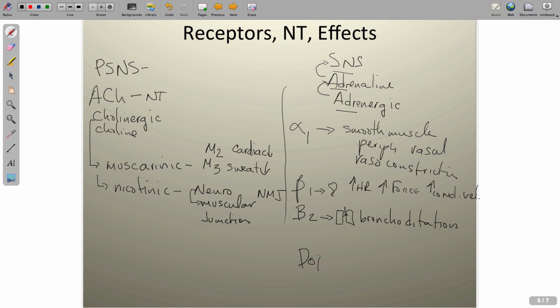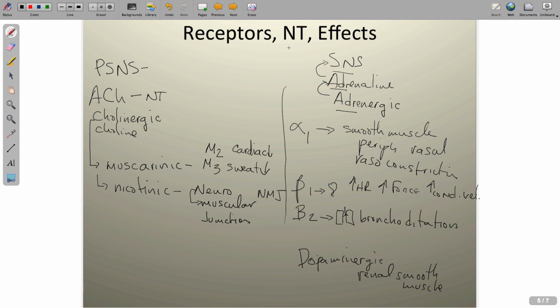And last but not least, we have the D, or the dopamine or dopaminergic receptors. And these, as we mentioned, are renal smooth muscle targets. All right, so receptors, neurotransmitters, effects. What do you really need to know? You need to know that there are two divisions of the autonomic nervous system, parasympathetic and sympathetic. You need to know that in each of these divisions, there are neurotransmitters that primarily do all the work. We're talking about the neurotransmitters here that are post-ganglionic. They're at the end effector organ.